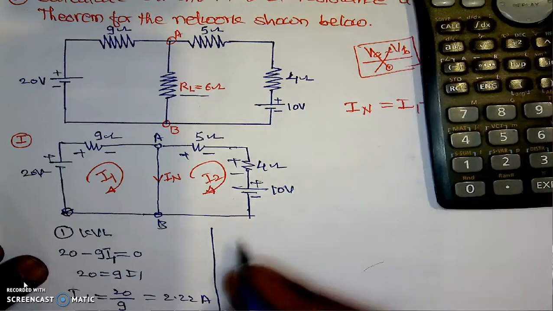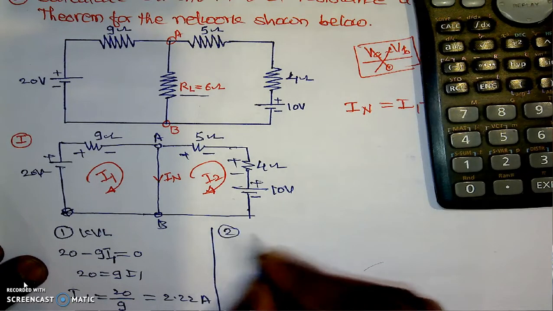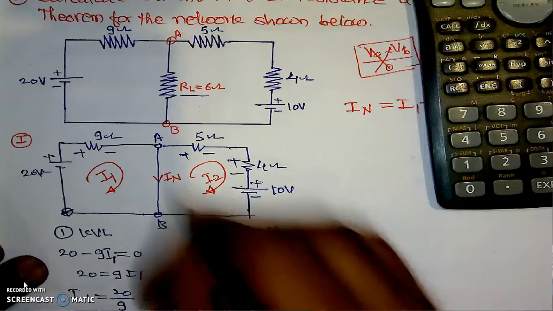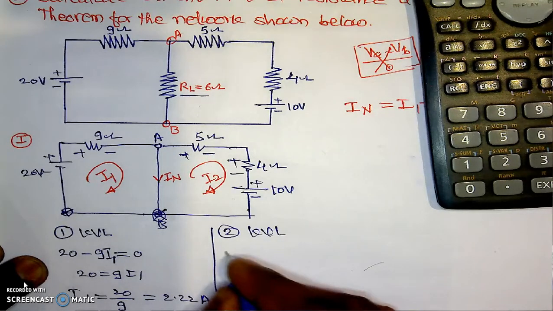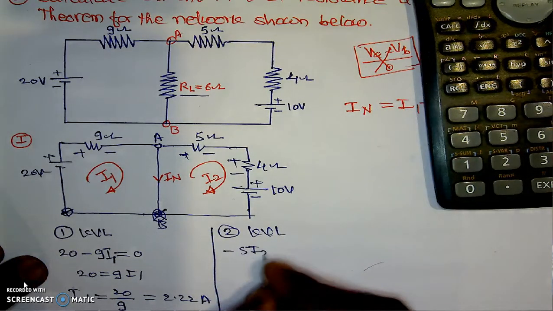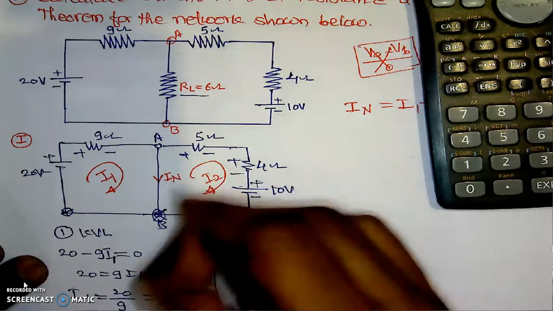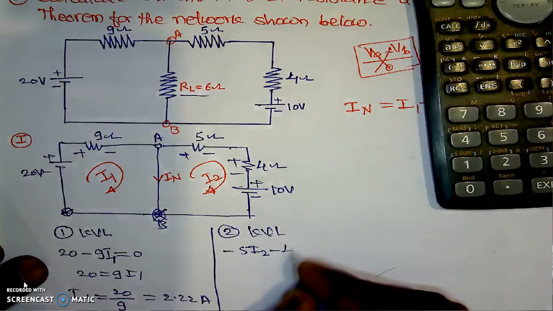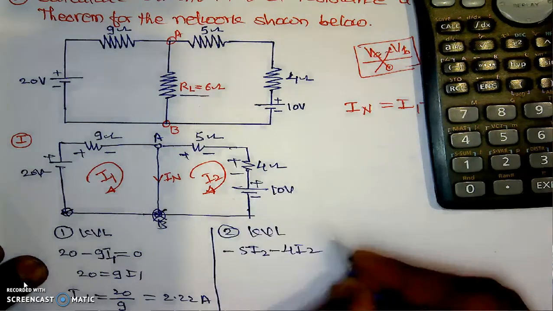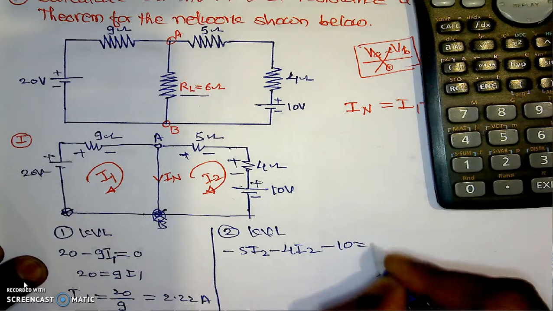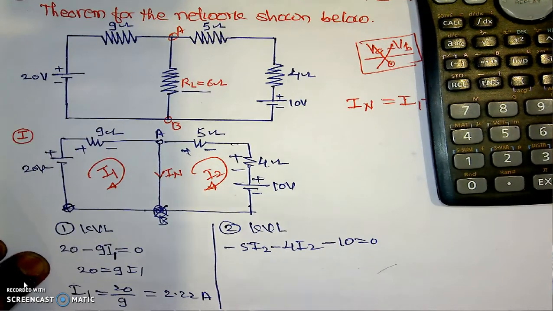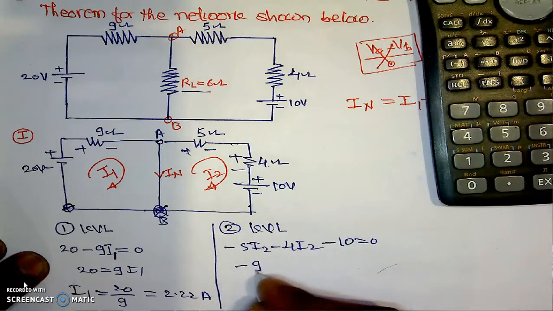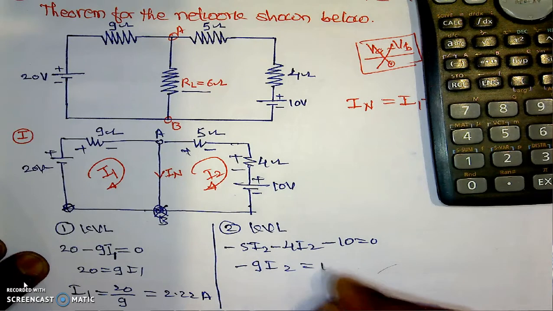Now applying the KVL to loop number 2, if we are traveling from this point in the clockwise direction, positive to negative, which is minus 5 into I2. Then again positive to negative is minus 4 into I2. Then positive to negative, which is minus 10, equal to 0. This is the KVL to loop number 2. If we are separating the terms, then it is minus 9 I2, which is equal to 10.